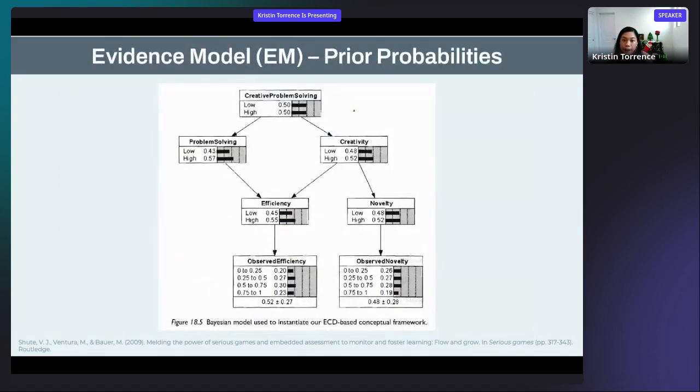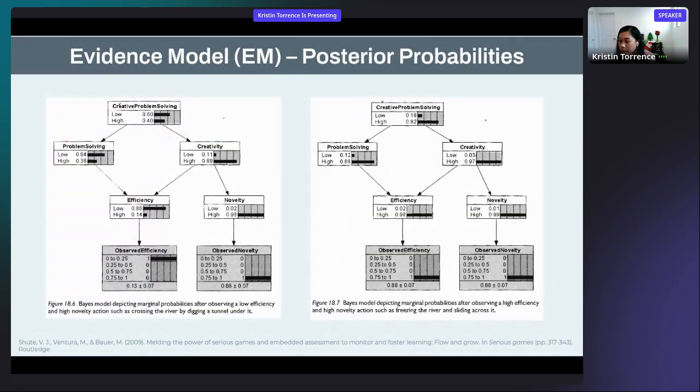Here's an example of the Bayesian network of the prior probabilities for the creative problem solving competency model. You can see the likelihood here of someone having a low versus high creative problem solving is about 50-50. And the remaining variables have a somewhat similar likelihood.